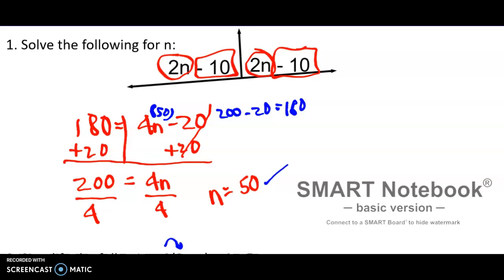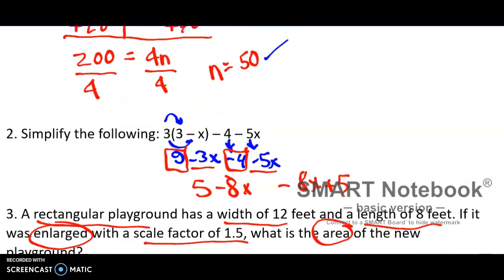Add 20 to both sides, you wind up getting 200, and then bring your 4n down because the 20 on the right side with the 4n cancel out. And you divide both sides by 4 and wind up with an answer of n is equal to 50. And you can see where I plugged it back into the equation and it made the statement true.